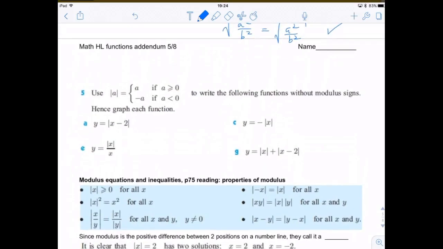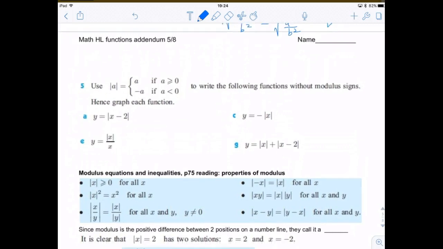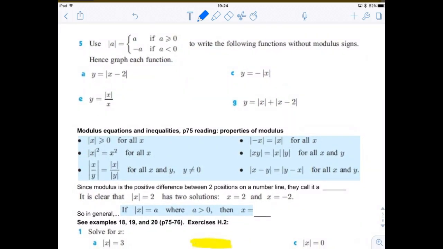Page 5 of the functions addendum. Number 5, use the modulus of a equals a or negative a. If a is greater than or equal to 0, it's a. If a is less than 0, it's negative a. Write the following functions without the modulus sign. Hence, graph each function.